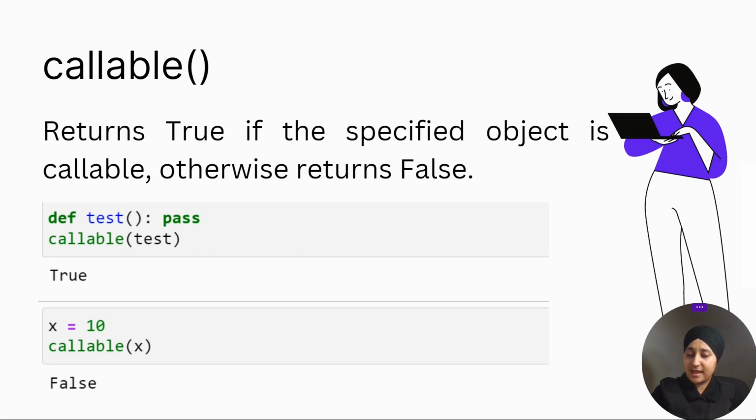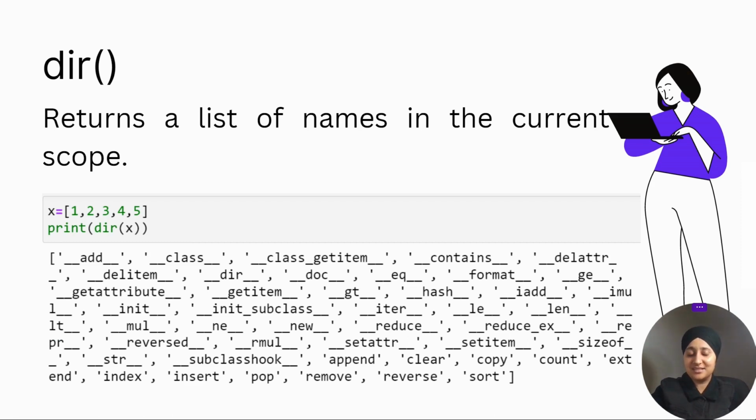In the second case, x equals 10. x is a variable. If I'm using the callable function to know if x is callable or not, x is not a function. We can't call it. That is why it is returning false. Right? We will cover user defined functions in upcoming videos as well. Don't worry. So dir, this is a very important function and I use it most of the time. Right? It returns a list of names in the current scope.